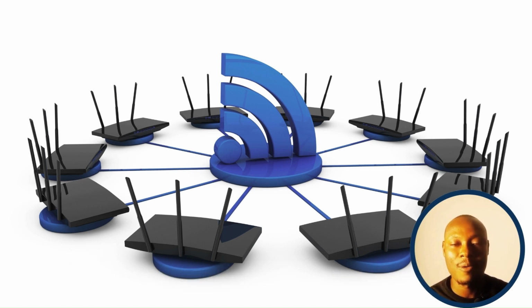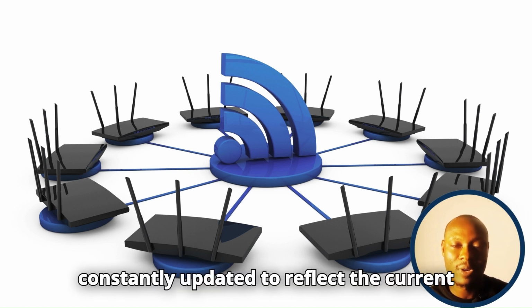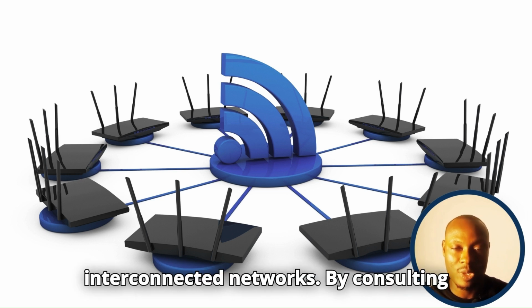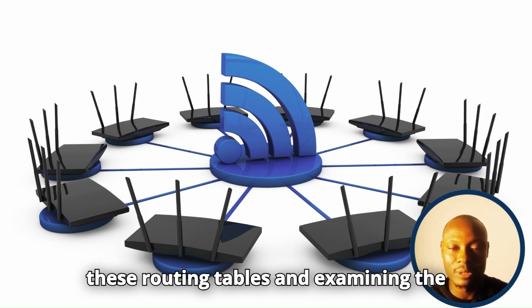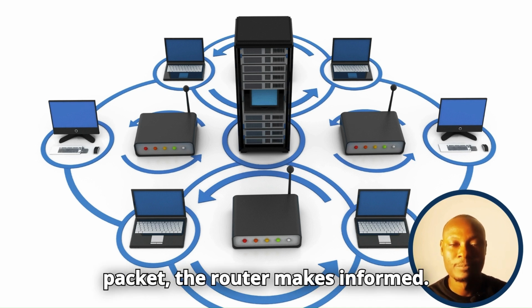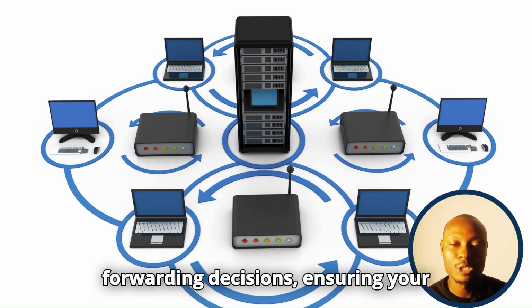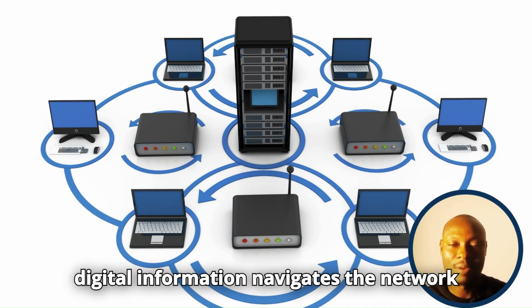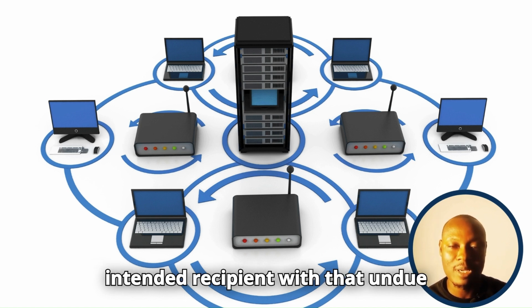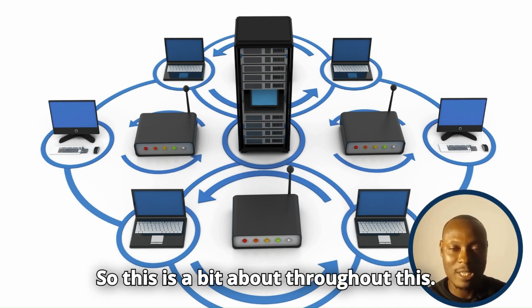These tables are dynamic repositories of network pathways, constantly updated to reflect the current topology and conditions of the interconnected networks. So by consulting these routing tables and examining the destination IP addresses of each packet, the router makes informed forwarding decisions, ensuring your data information navigates the network landscape effectively and reaches its intended recipient without undue delay or loss. Take note. So this is a bit about routers.